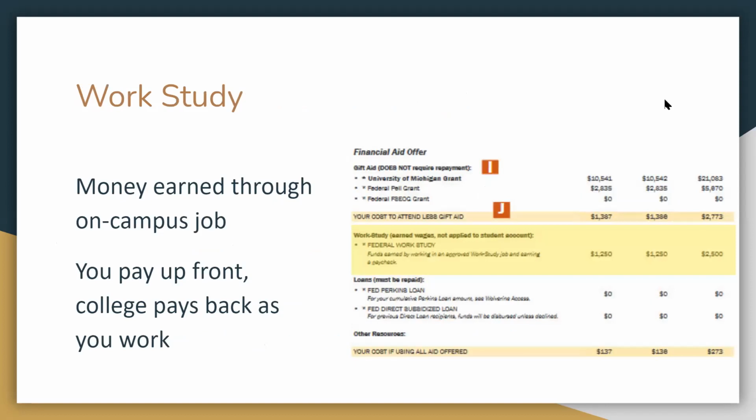After gift aid, we have work study. Work study is money that you can earn through on-campus jobs to help pay for your college. You have to pay up front for it because your college will pay you back as you work through your campus job.